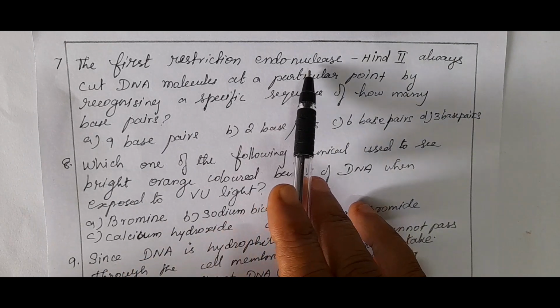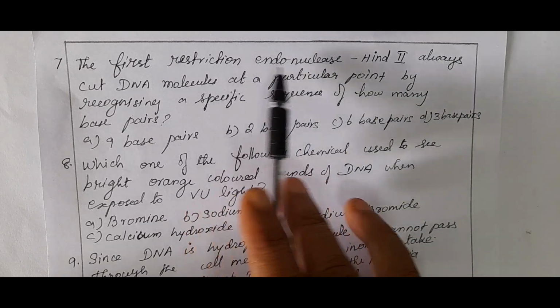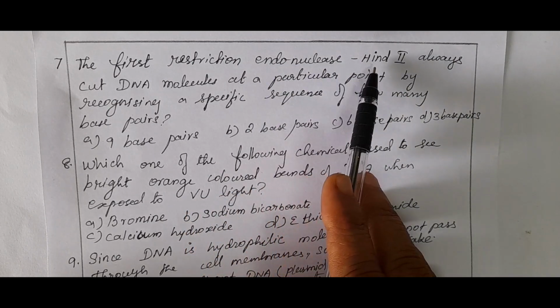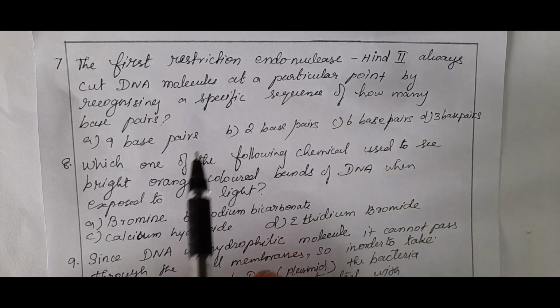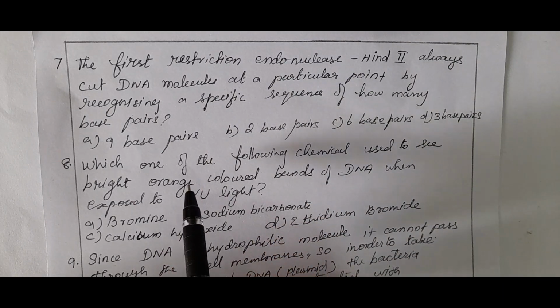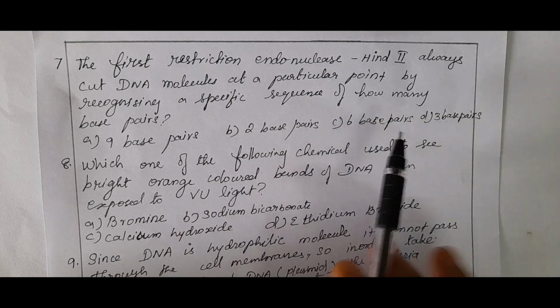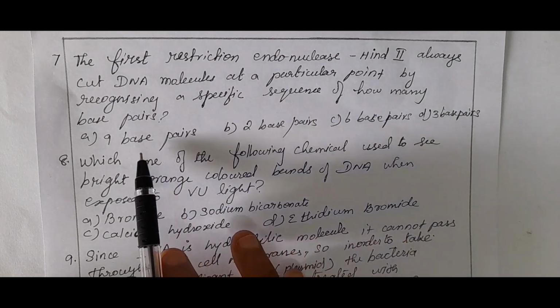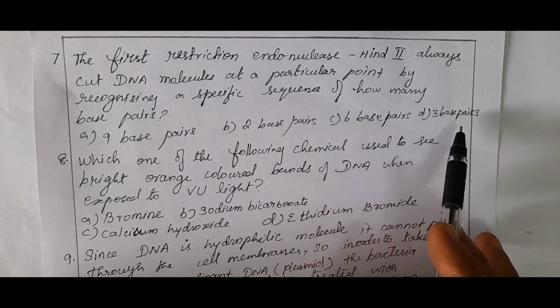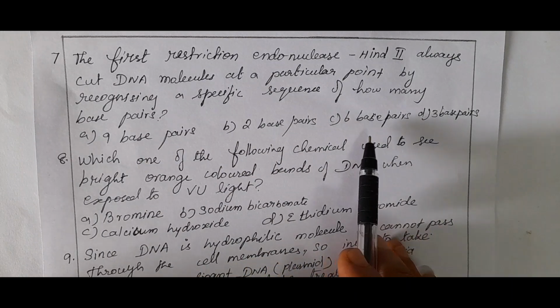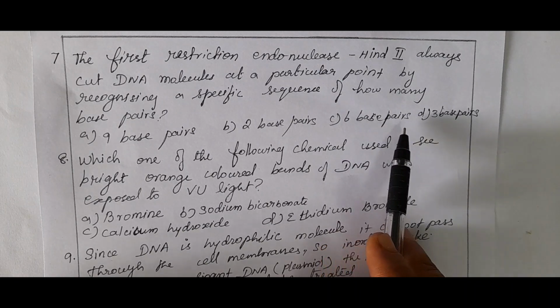This is the restriction endonuclease enzyme which cuts the DNA. How will it cut the DNA, at how many base pairs? That is the question. The answers are given here as 9 base pairs, 2 base pairs, 6 base pairs, 3 base pairs. The correct answer is 6 base pairs.